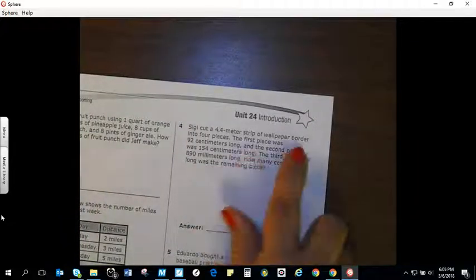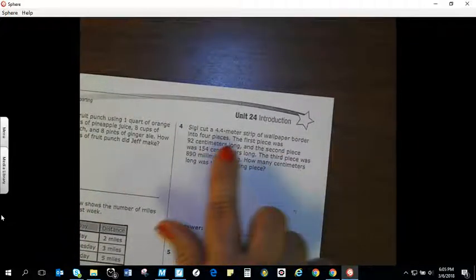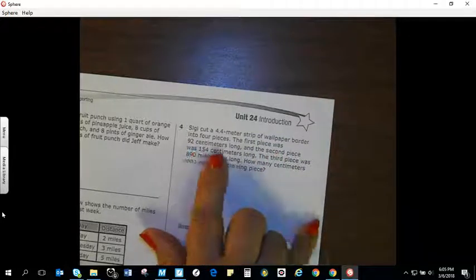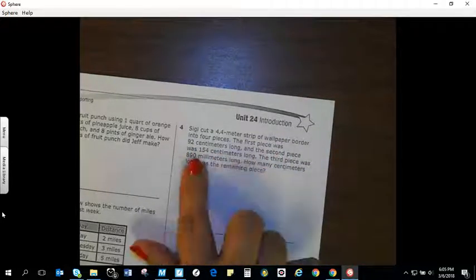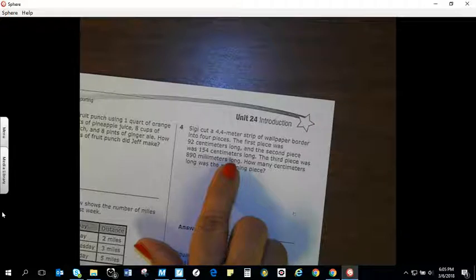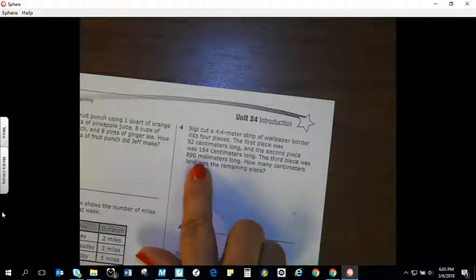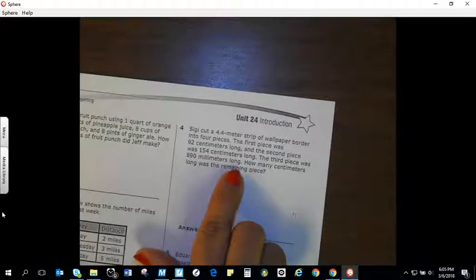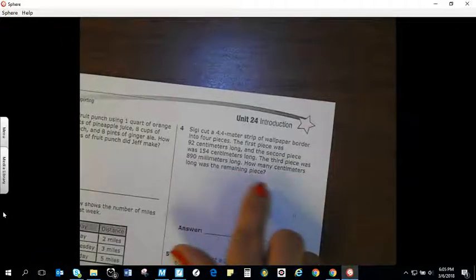Siggy cut a 4.4 meter strip of wallpaper border into 4 pieces. The first piece was 92 centimeters long, the second piece was 154 centimeters long, and the third piece was 890 milliliters long. How many centimeters long was that remaining piece?